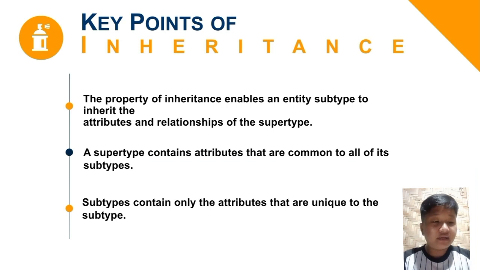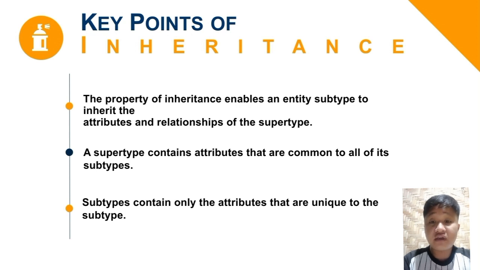Key point of inheritance. The property of inheritance enables an entity subtype to inherit the attributes and relationships of the supertype. Inheritance allows a subtype entity to adopt attributes and relationships of a supertype. This means that a subtype can utilize and extend the characteristics and connections of the supertype, ensuring data consistency and reducing redundancy.